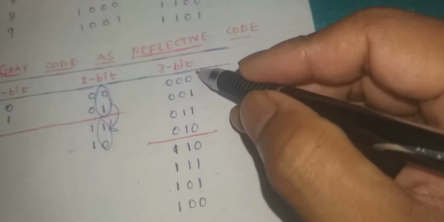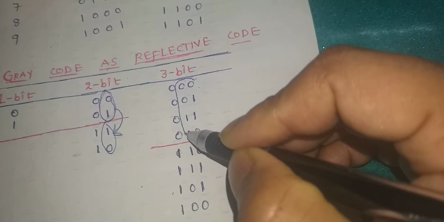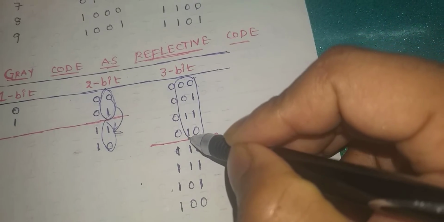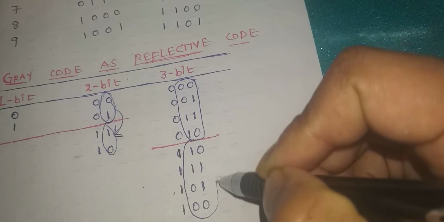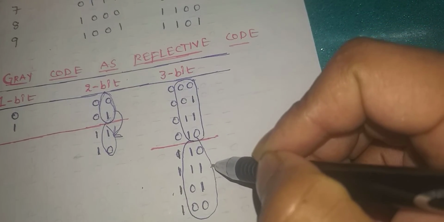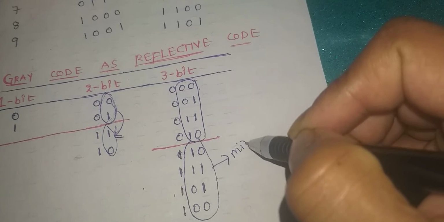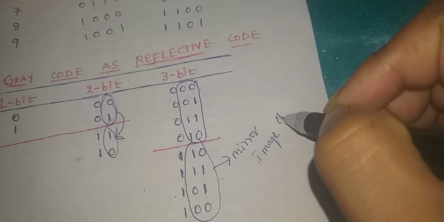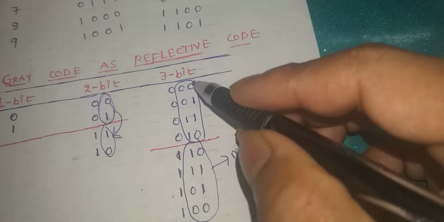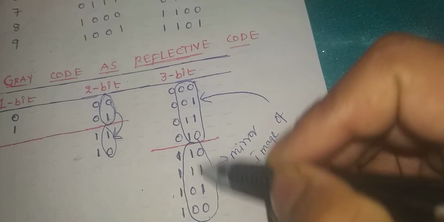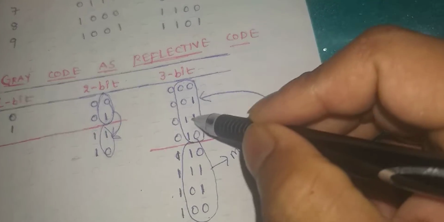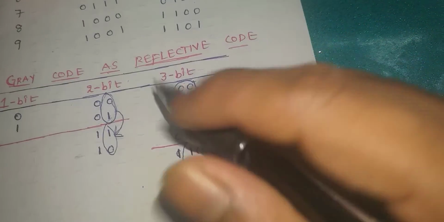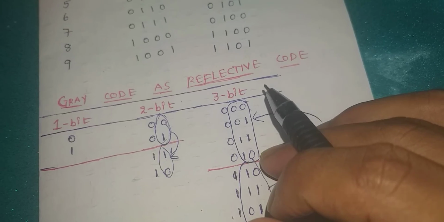Now if you look at this one, this is the mirror image of this. If you want, you can see 0 at the bottom here, 0 1, the next one 1 1, the next one 1 0, and the zeros are changed to 1. That's why we call gray code a reflective code.